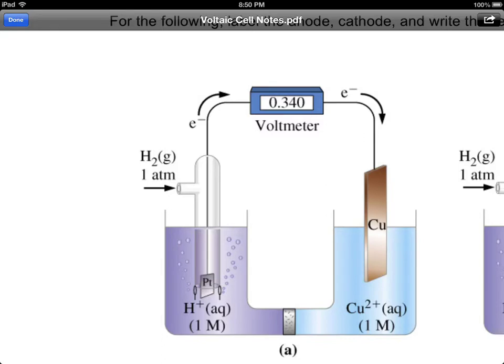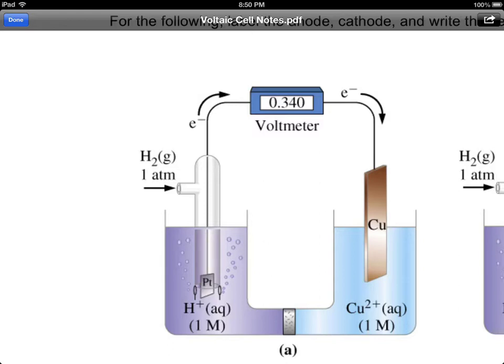So the F2 that you see at the very top of the table is very likely to be reduced. It makes it a very good oxidizing agent. In contrast, if you look at lithium, which is at the bottom of the second list, very unlikely to be reduced as a species. It makes a terrible oxidizing agent, but makes a terrific reducing agent.